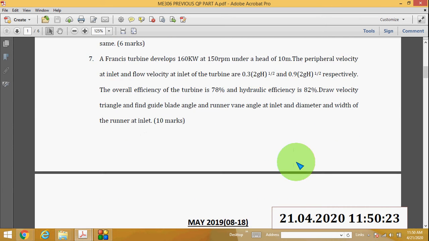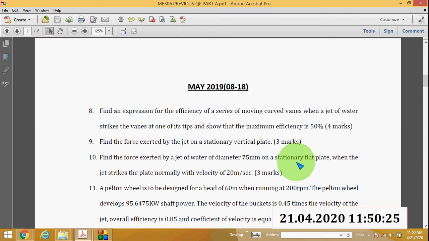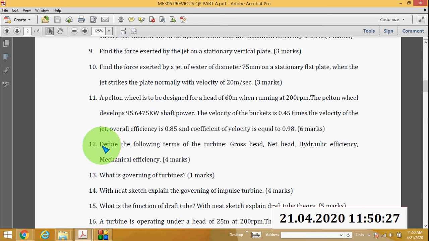Okay, then another question is from May, question number 12. See question number 12. Here it says define the following terms of the turbine: gross head, net head. Currently I will deal with the efficiency, so check these two terms: hydraulic efficiency and mechanical efficiency. Define what hydraulic efficiency is and what mechanical efficiency is.